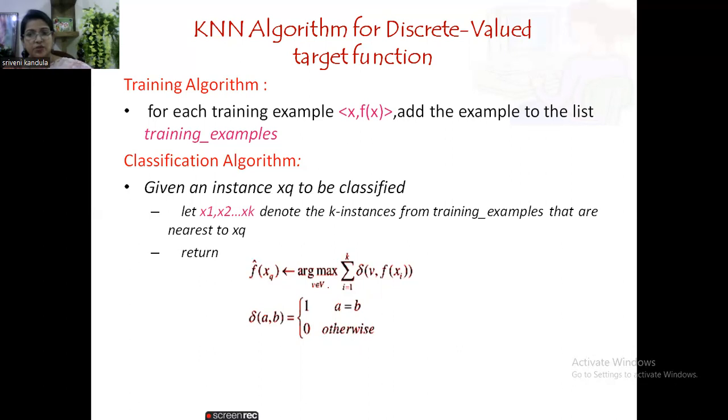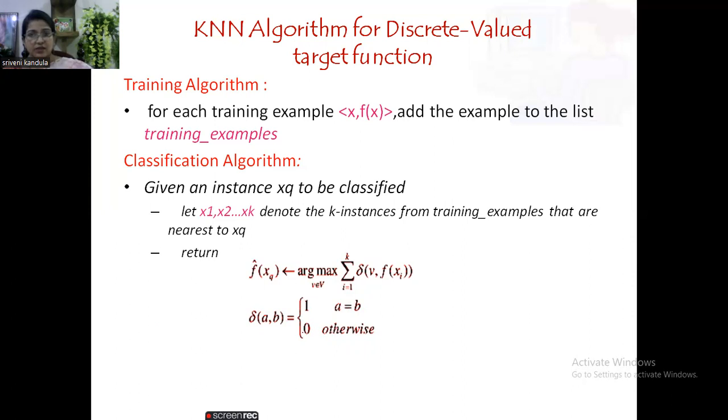Then we return the target function f-hat of xq, which is the argmax over v belonging to capital V, the various possible values, of the sum over i from 1 to k of delta of v comma f of xi. V is the value that we are taking from capital V, and f of xi is the result of the target function. After computing this, we compare using delta of a comma b, where a is v and f of xi is treated as b. If a is equal to b, both giving the same response, then we take the result as 1. Otherwise, we take it as 0.